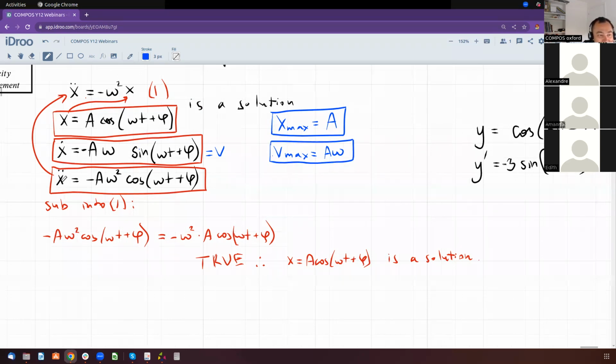And x double dot is acceleration. Yes, the maximum acceleration is A omega squared. So as you can see, omega is a very convenient parameter for an oscillator. This is the acceleration.